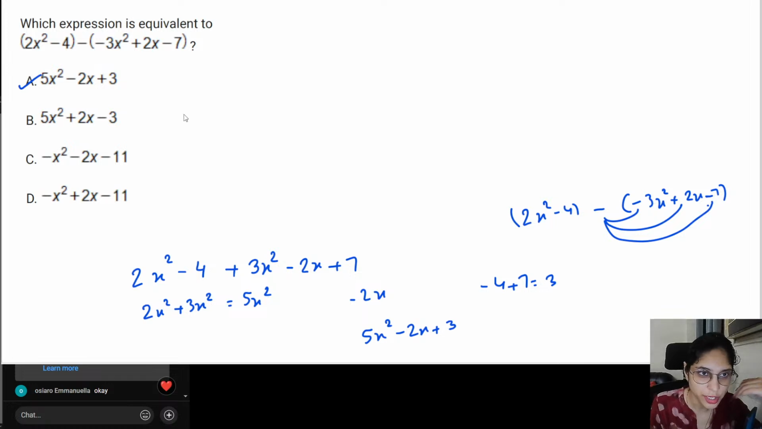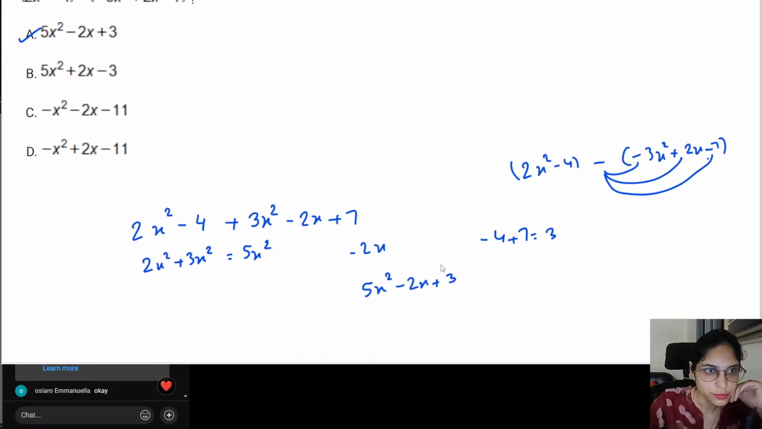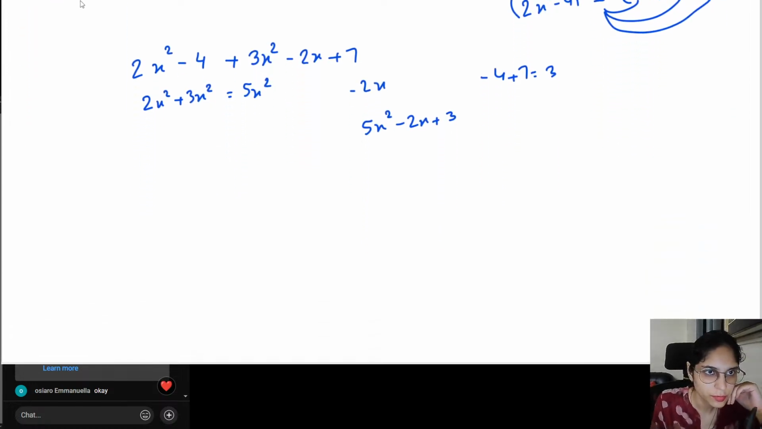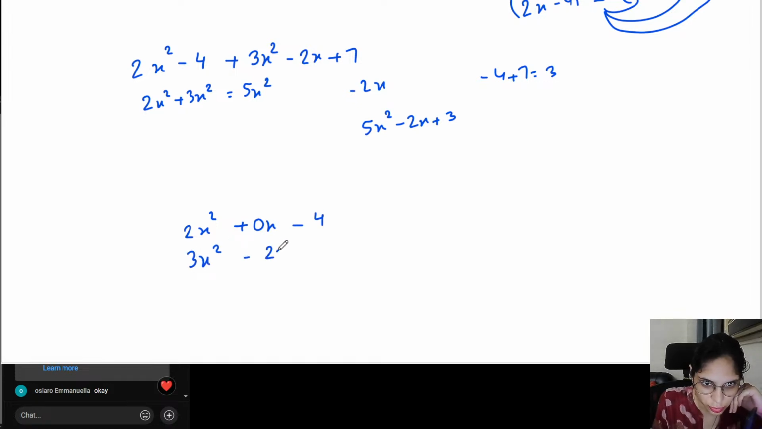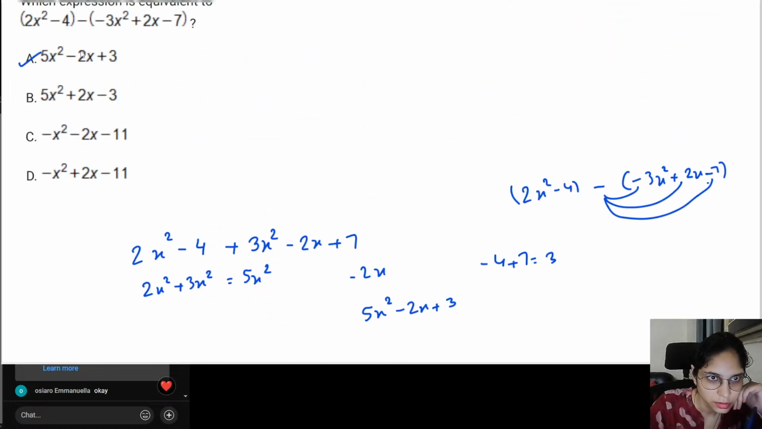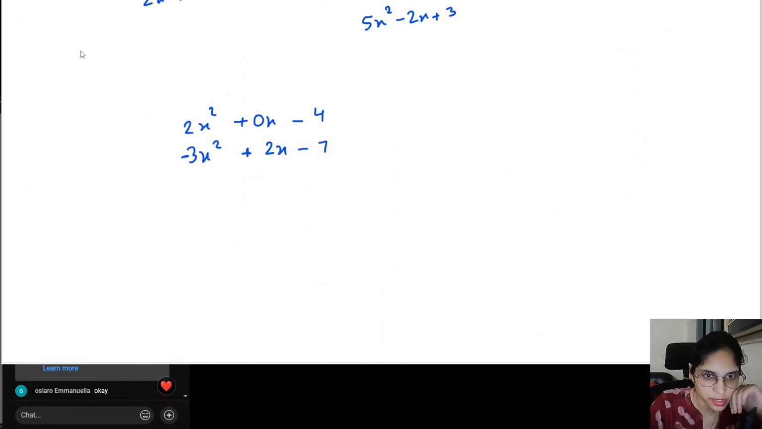You can also do vertical subtraction. I will show you that also. So you write in decreasing power. So it will be 2x squared plus 0x minus 4. And then 3x squared minus 2x plus 7. And this is minus 3x squared plus 2x minus 7. Yeah, my bad. Because this is the polynomial. Minus 3x squared plus 2x minus 7.